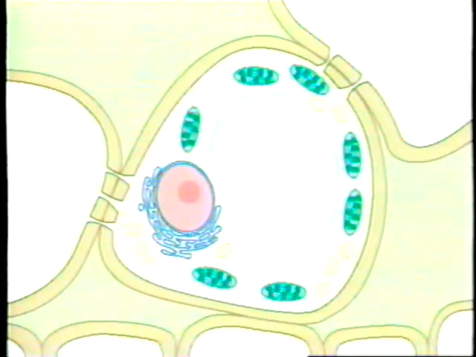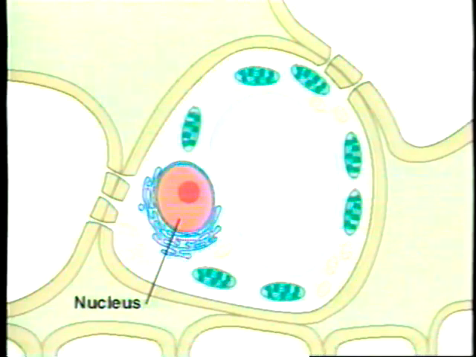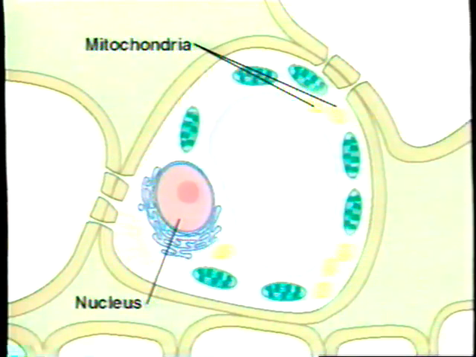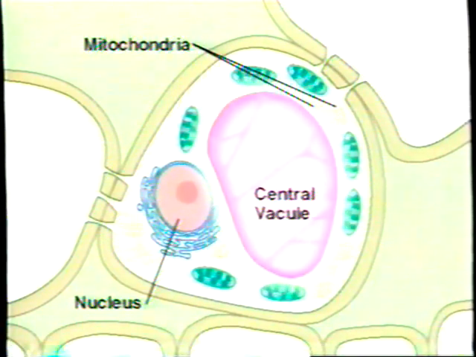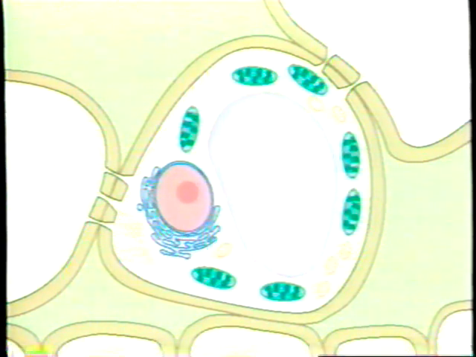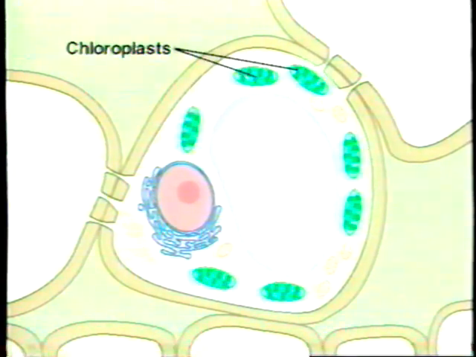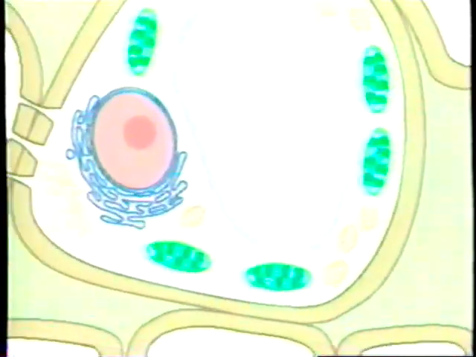A closer look at one of the mesophyll cells shows that it contains several organelles, including a nucleus, mitochondria, and a large central vacuole. The central vacuole plays an important role in maintaining the internal water pressure of the leaf. The cells of the palisade mesophyll and spongy mesophyll also contain chloroplasts, the tiny organelles where photosynthesis takes place.